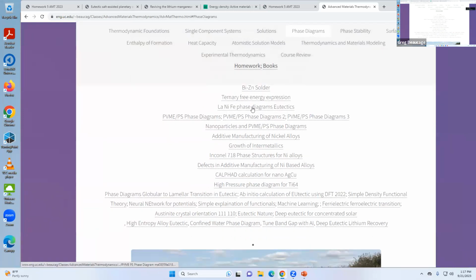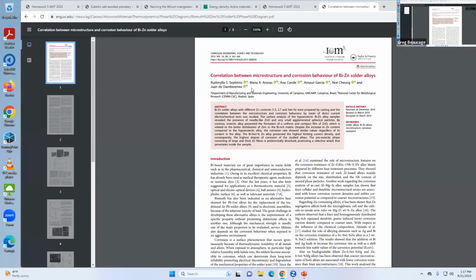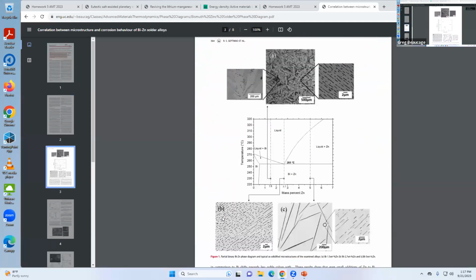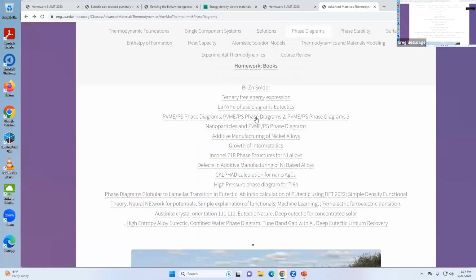Tactics. I think this bismuth is a monotectic. I think that's the one that's monotectic. Solder alloys. At some point, this thing has a monotectic in it, I think. But if you want, you can flip through those. Intermediates. Some of the nickel alloy things for jet engine blades and stuff.